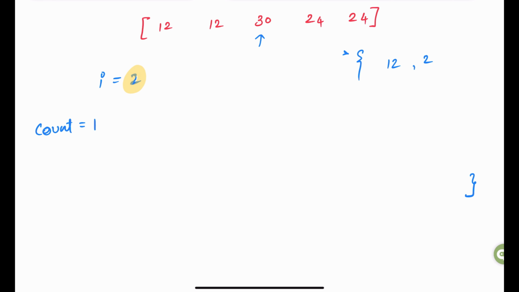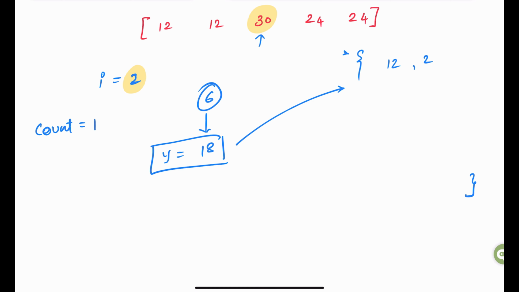For the next run, my I is 2 is pointing at 30. So we'll apply the mod operation on it, giving me the output of 6. So my y will be 18. Does 18 exist? No, it does not. So we'll add this 6 into the array and continue forward.